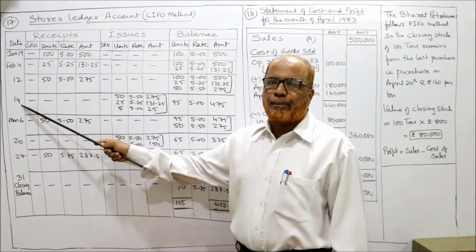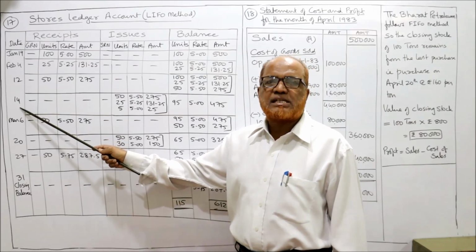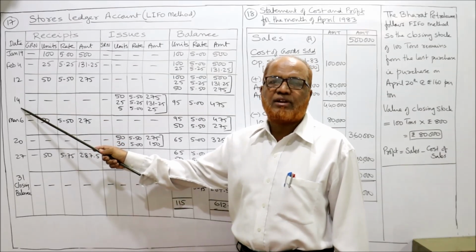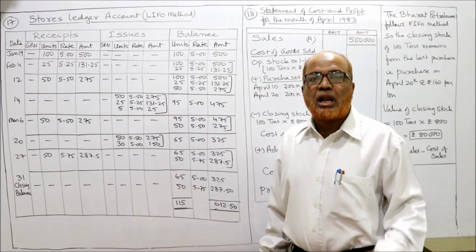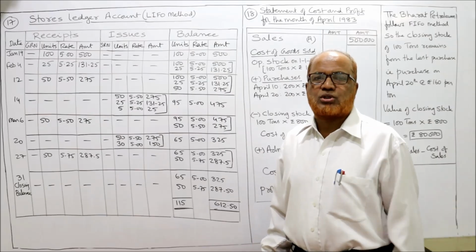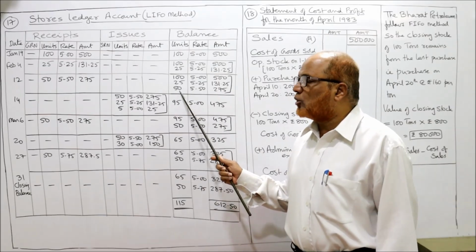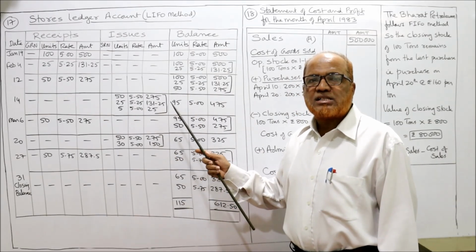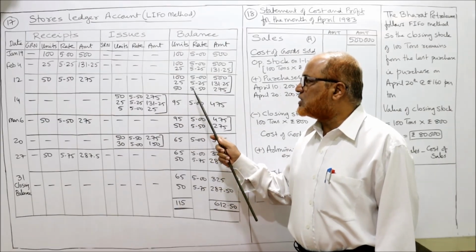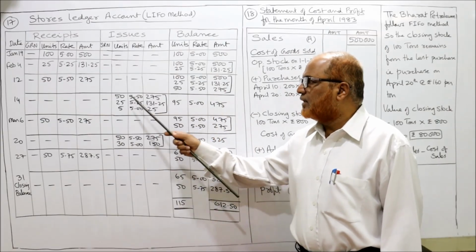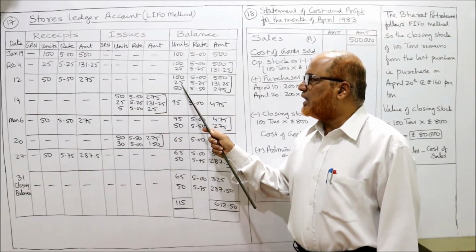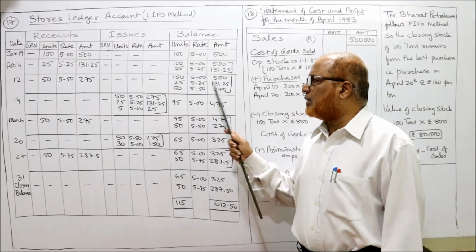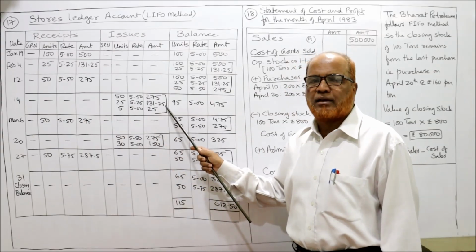Now 14th Feb. On 14th Feb, there is an issue of 80 tons given in the problem. Now which method are we following here? LIFO, last in, first out. The third lot should be issued first. What is the third lot here? 50 tons, 5.5, 275. This we issue first. Then second lot, 25 tons, 5.25, 131.25. This also will be issued fully.